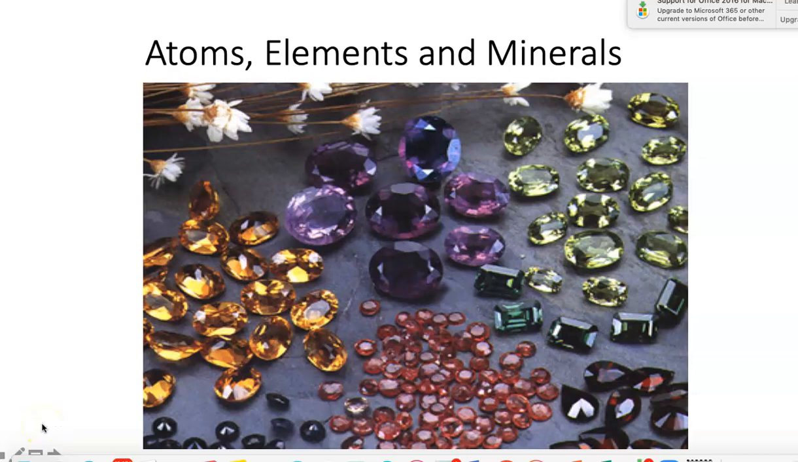This week we are talking about minerals and rocks. Eventually we'll describe the rock cycle, but first let's start with the tiniest pieces of matter.